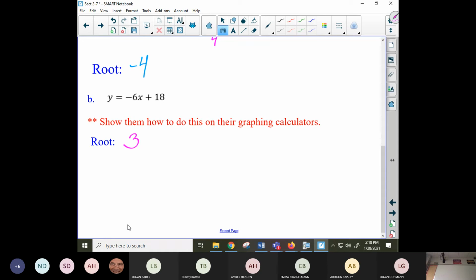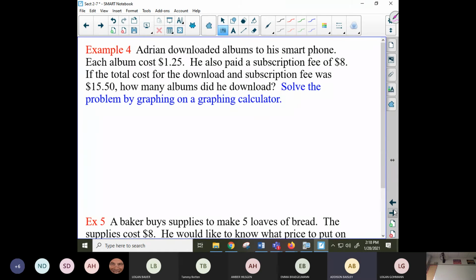Okay. When I press enter, it just says error. So, yeah, did you go to the left of the x-intercept first and then to the right of it second?